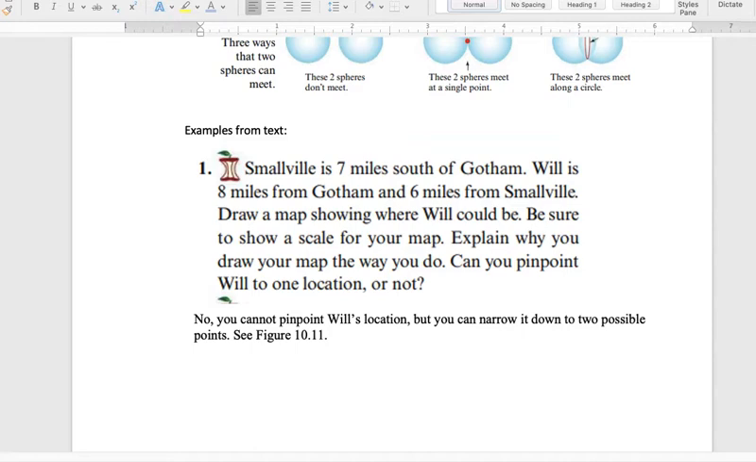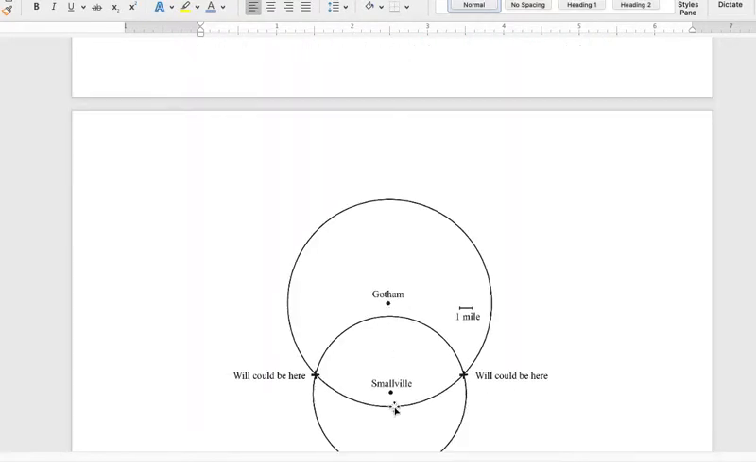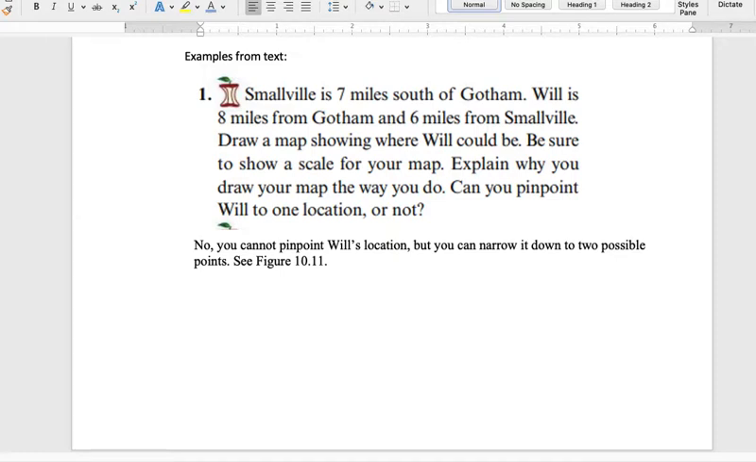Okay, for these problems, we're going to use circles to help us figure out locations. So in this first example, they said there's two towns. Smallville is 7 miles south of Gotham. So if we look here, we have Gotham and Smallville, and the distance between them is 7 miles. The first thing you should do is draw those two points.